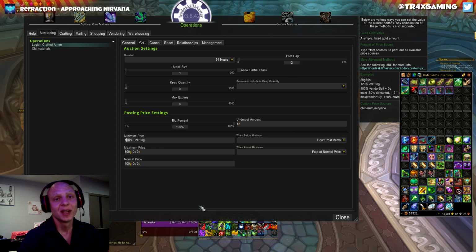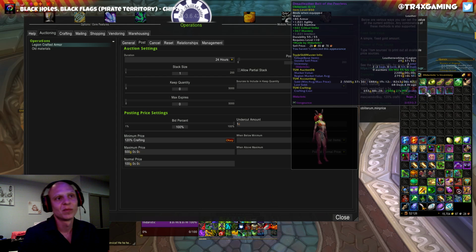I wouldn't. So I'm somebody who camps the auction house with a third account. So I actually buy everything that's below 70%, and if my bank is not full on that item. So what my minimum price is, I use 100%, 120% crafting, which is around 800 gold for this item, which is a nice profit margin.